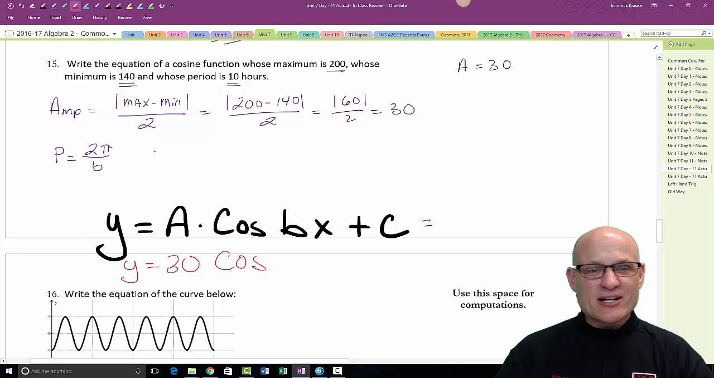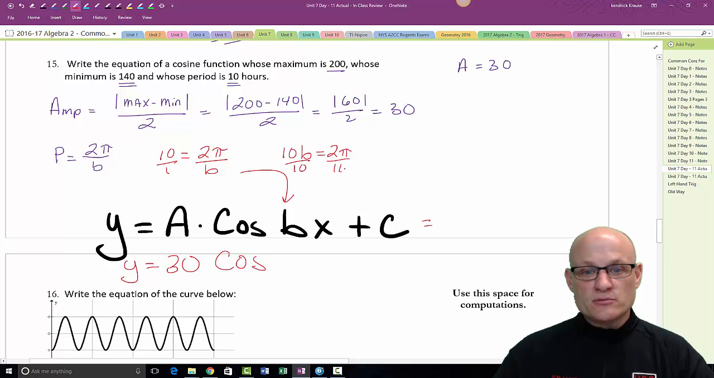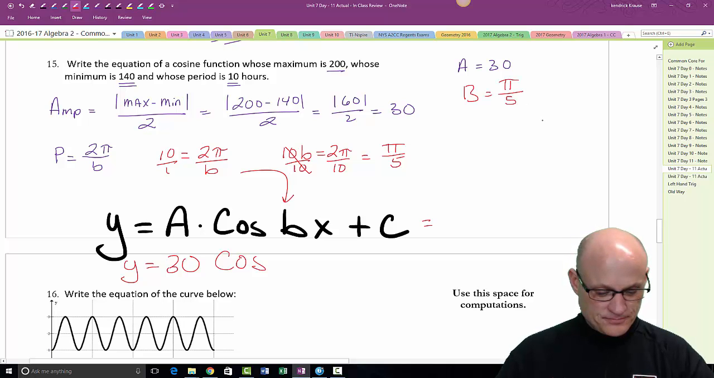Well, they told us that the period was 10 hours. So I'm going to say 10 is equal to 2 pi over b. Now notice I'm looking for b, so I'm going to cross multiply. I get 10b equals 2 pi, or b is equal to 2 pi over 10, which is really just pi over 5. So now I know b is pi over 5, so pi over 5x.